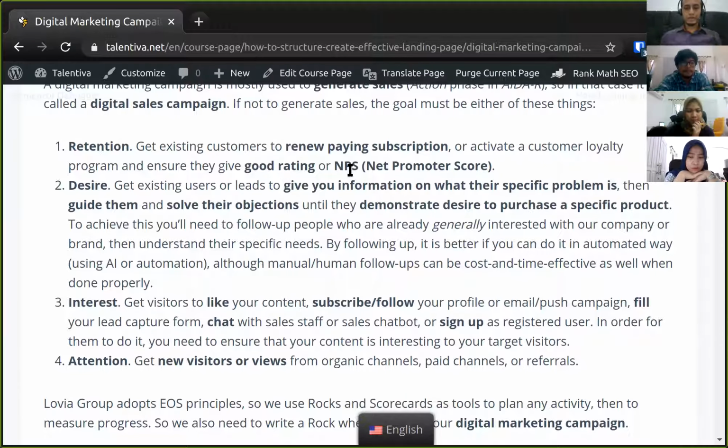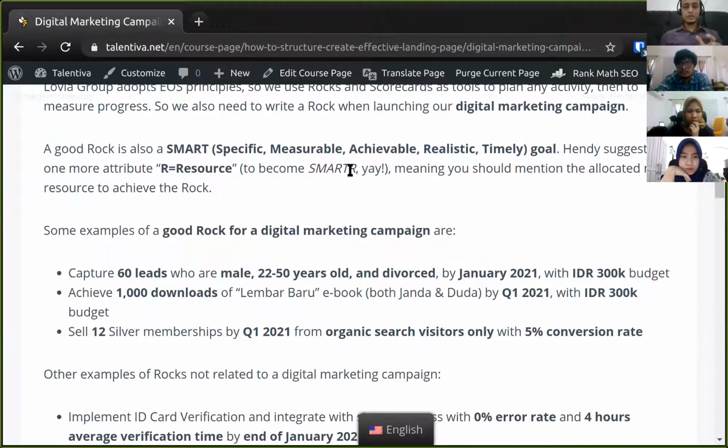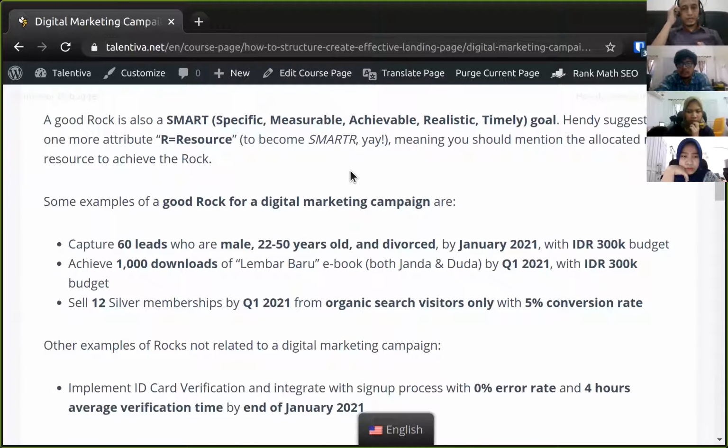So AIDAR. Right. So what is a ROC? So a ROC is a goal that is SMART. SMART means specific, measurable, achievable, realistic, and timely. And I also add one thing, that is resource. Because we have a goal, but usually we also have a resource that is limited. Okay. So let's see what kind of examples of a ROC.